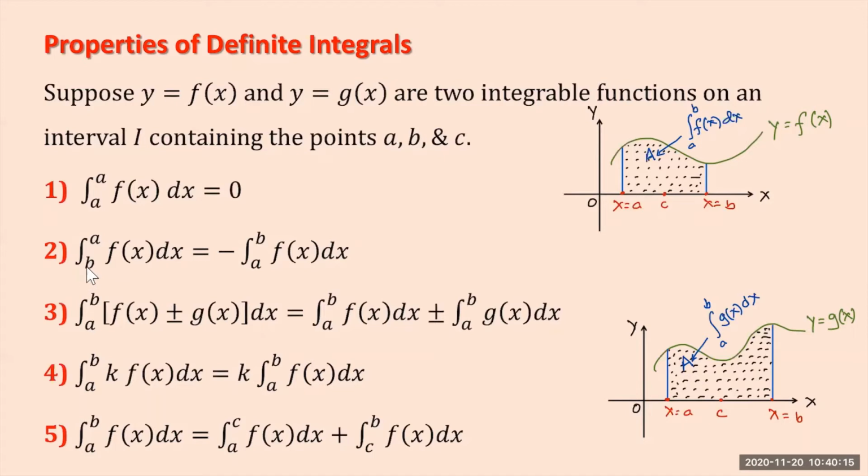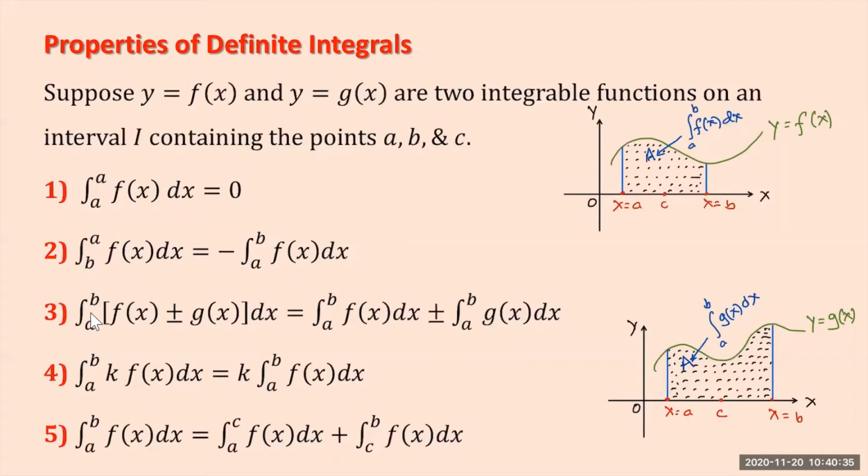Next property, integration from b through a and integration from a through b of a function with respect to x, they are equal and opposite. That means if one is positive, the other one is negative, and vice versa. So integration from a through b and integration from b through a are equal and opposite.